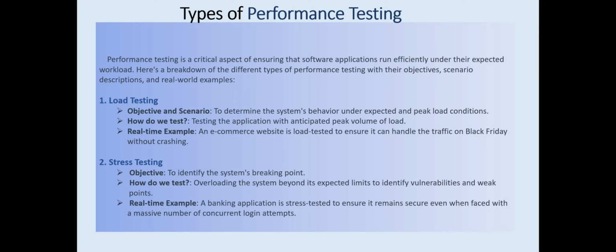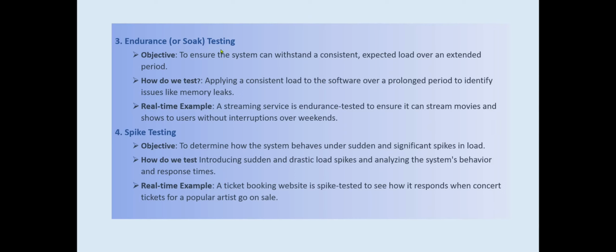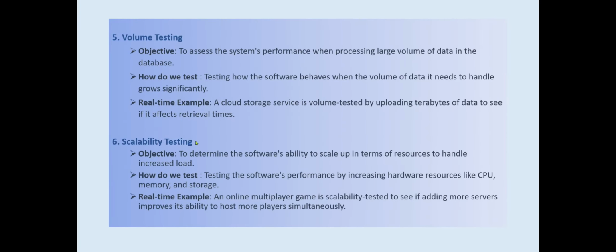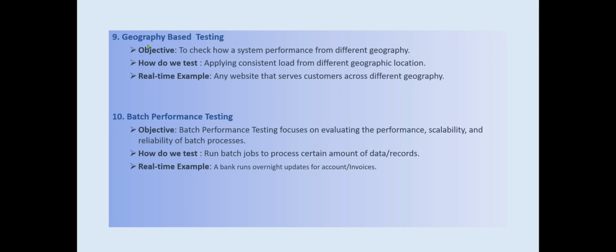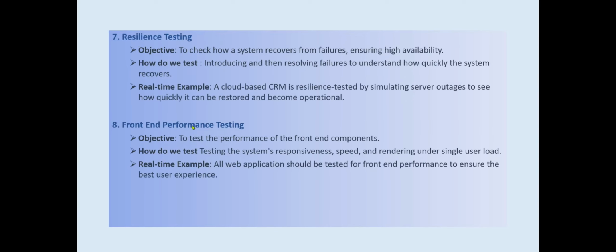Let's try to understand how many types of performance testing there are. There are totally 10 different types of performance testing. 1. Load testing. 2. Stress testing. Then we have endurance or soak testing, spike testing, volume testing, scalability testing, resilience testing, front-end performance testing. We have geography-based testing and batch performance testing.